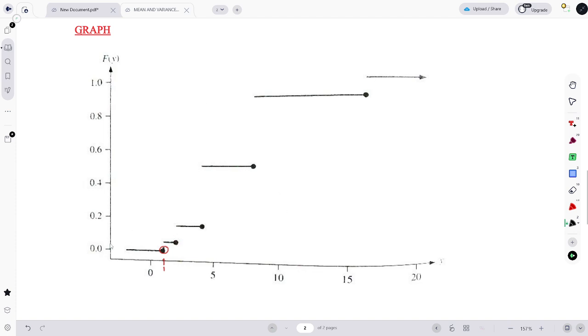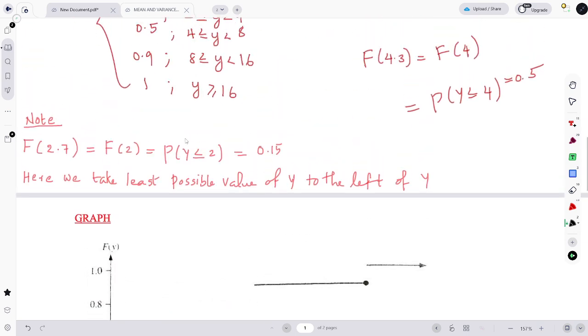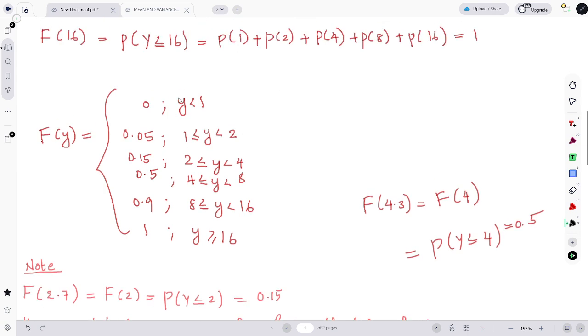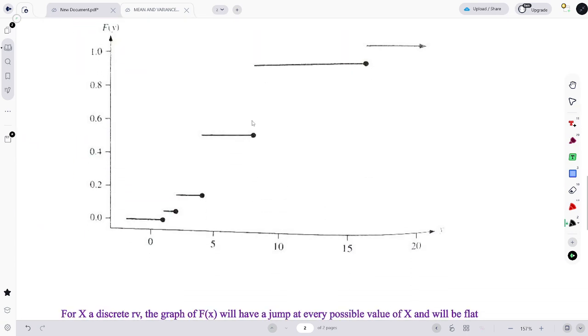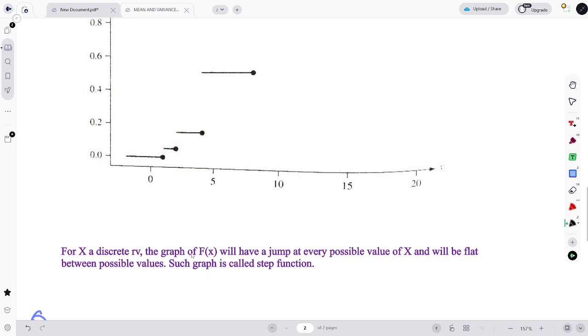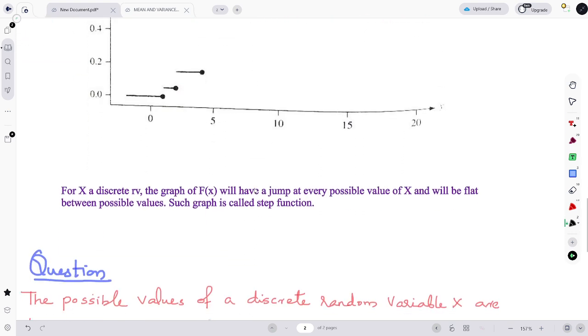So this is called a step function because the CDF gives a graph of a step function. It has a jump at every possible value of y or x and will be flat between possible values. So this graph is called a step function.